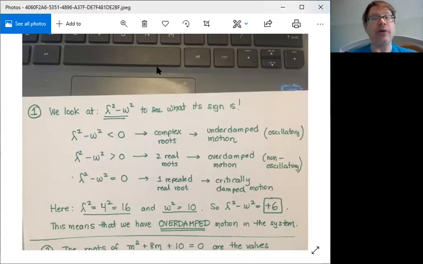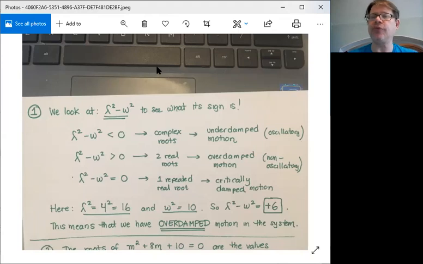If lambda squared minus omega squared is positive, then we'll have 2 distinct real roots. That'll be an overdamped situation. There'll be no oscillation. Smooth motion towards equilibrium position for the object. And then the special case where lambda squared and omega squared are exactly equal to one another, where their difference is 0, we call that our critically damped situation.